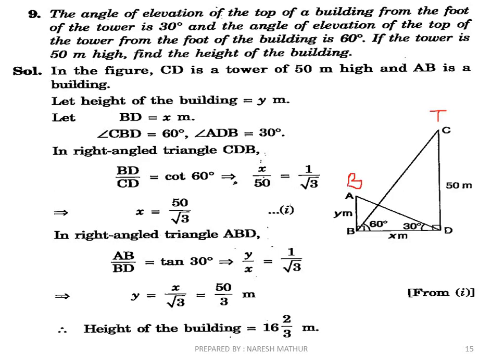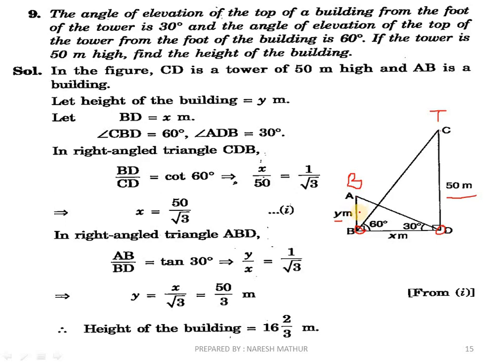Now see here, the angle of elevation of the top of the building, from where? From the bottom or foot of the tower, from here to here. And the angle of elevation of the top of the tower from the foot of the building is given as 60 degrees. If the height of the tower is 50 meters, we need to find the height of the building.